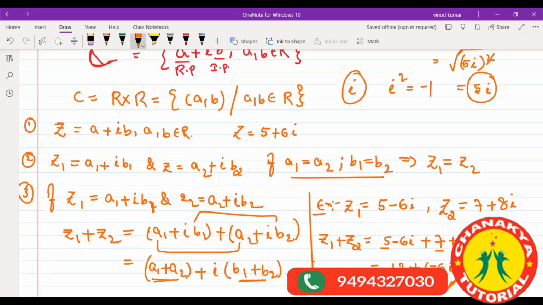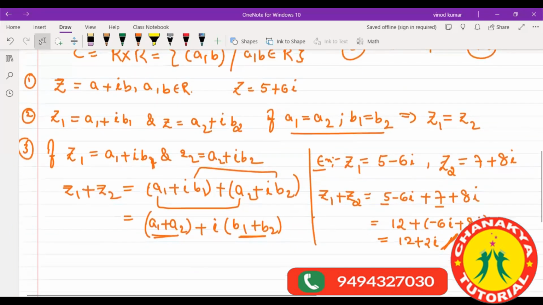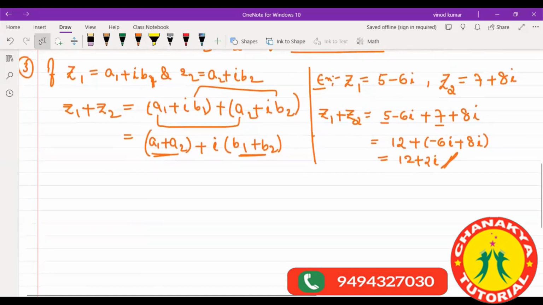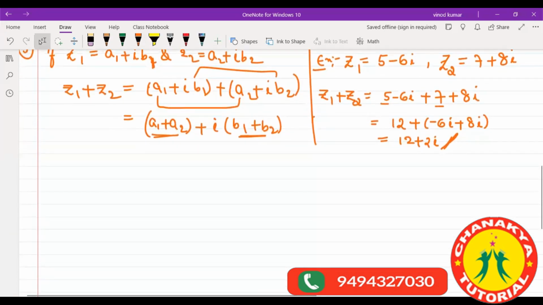Complex number addition satisfies the commutative property: z1 plus z2 equals z2 plus z1. The associative property, inverse and identity properties are also all satisfied.